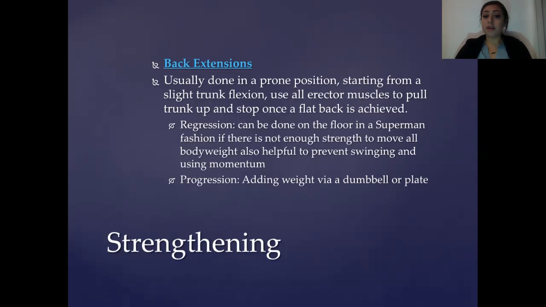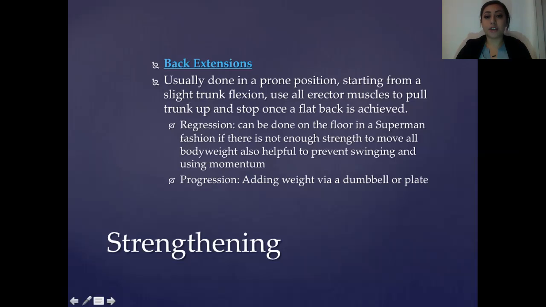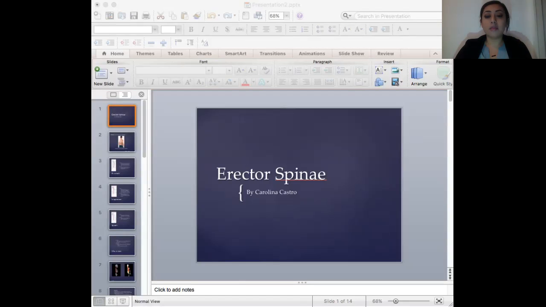And that one you will be in a way hyperextending, because you can't start from a slightly flexed position. You'll just start flat, and then you'll try to bring your trunk up to engage those erector muscles. Okay, and then for a progression, I would recommend adding weight, with a dumbbell held close to your chest, or with a plate by hugging it. That will definitely help with the strengthening for that. Okay, let me show you the video real quick.